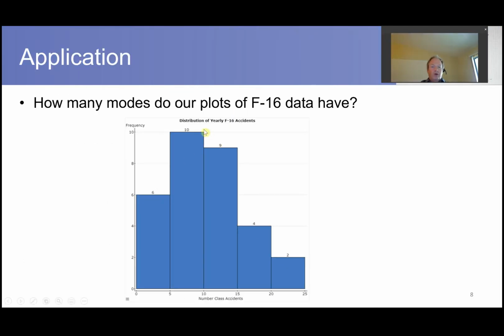So one of the quiz questions, this is the F16 data where we're looking at the number of accidents. We plotted this before. How many modes would you say that our data has? Would you say that it's uniform and it has no modes? Unimodal, it has one mode? Bimodal, two or more modes? Or multimodal?